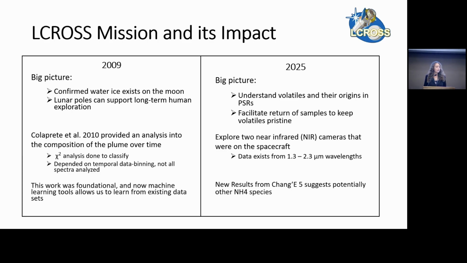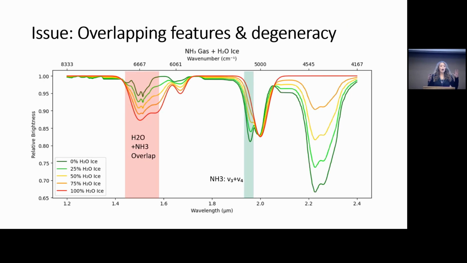A little more motivation for this is the fact that Chang'e 5 suggests potentially other ammonia species that could be present. So there's a lot of motivation for a more robust technique than chi-squared fitting. For example, one issue is overlapping features and degeneracy. If you take a look here, the feature from 1.45 to 1.55 exists in both ammonia and water, so distinguishing which one exists is going to be very hard for a simple algorithm. Whereas I'm going to only pay attention to, and I'll explain why in a minute, that small green sliver you see over that ammonia-only feature as one of the main ways we're going to be able to classify it.